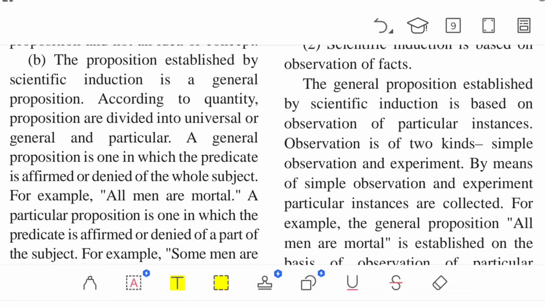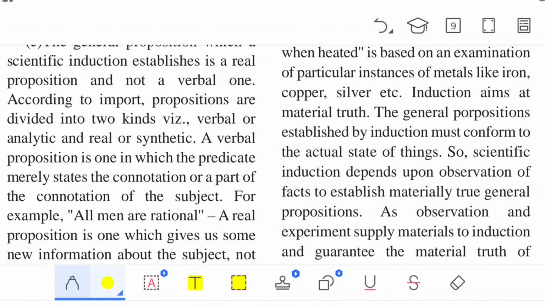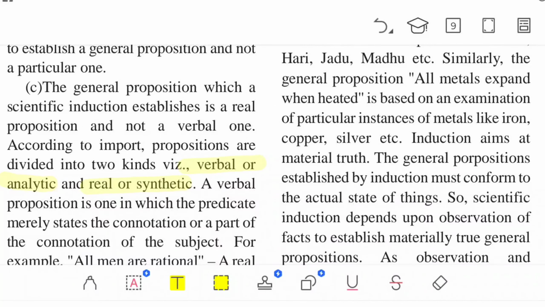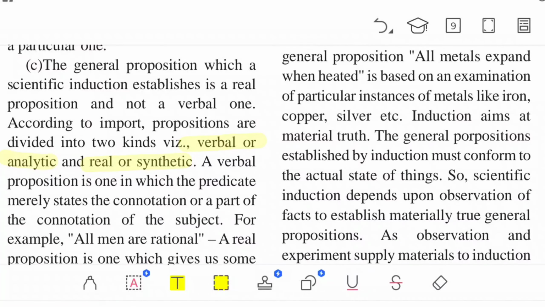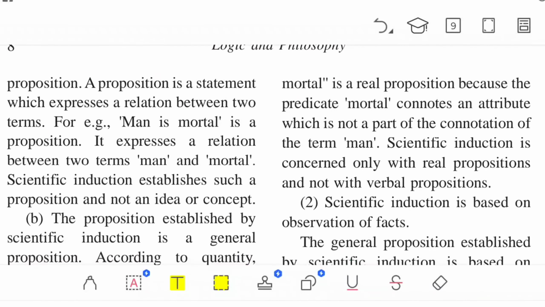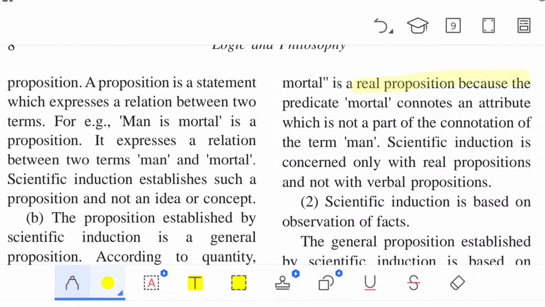In induction, in our conclusion we get a general statement, that is the rule of induction, right? In induction we get a conclusion which is general in nature, not specific or particular. So scientific induction is an induction, and it will give us a conclusion which is general in nature; that is very obvious, okay. And there are two types of proposition: one is verbal or analytical proposition, and the second is real or synthetic proposition. When we talk about scientific induction, it always deals with real or synthetic proposition, not verbal or analytic, okay.